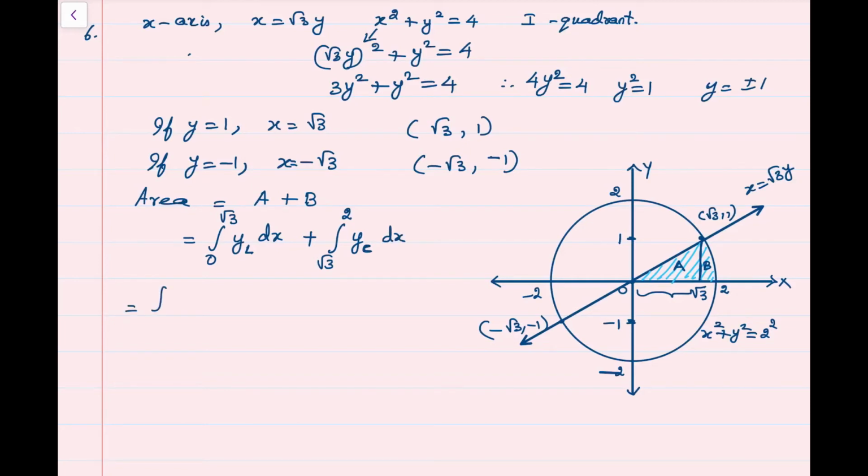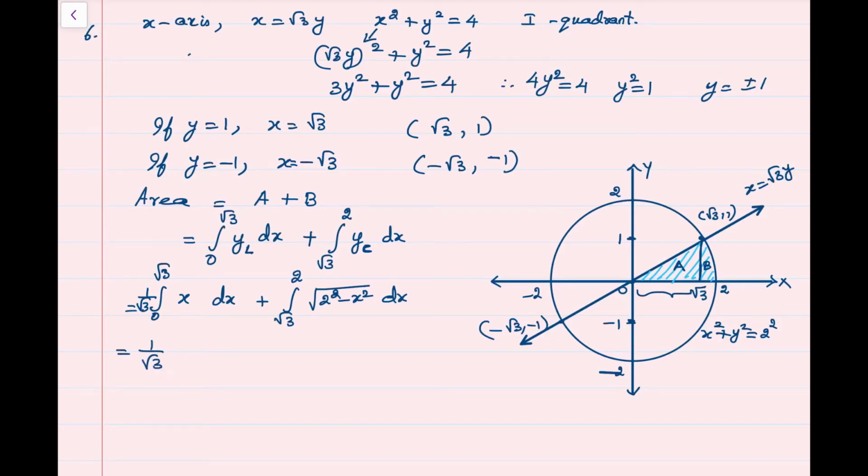Let us substitute. Integral 0 to root 3 of y from the line equation, which is x divided by root 3, plus integral root 3 to 2 of y from the circle equation, which is root of 2 square minus x square dx. Again the same formula. If you have a circle or ellipse, we will be using that root of a square minus x square formula.